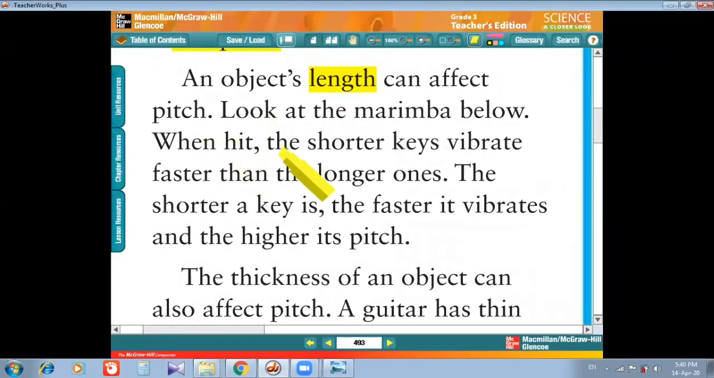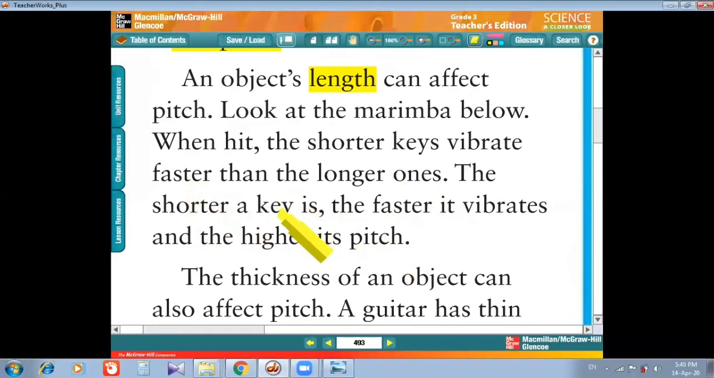When hit, the shorter keys vibrate faster than the long ones. When the keys are hit, the shorter keys vibrate more quickly. They vibrate faster than the long ones. So if the short keys vibrate quickly, what happens? Their pitch is high. The longer keys vibrate slowly, so it means their pitch is low.